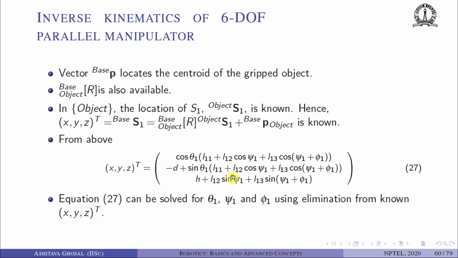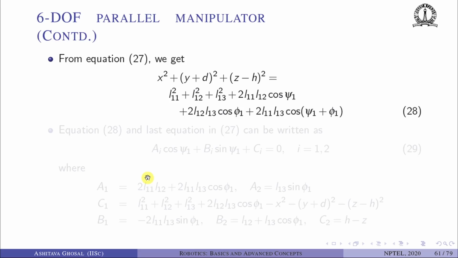So these are 3 equations in 3 unknowns. xyz is known from the location of the object, the centroid of the object, and from the centroid to that point, which is given. And then we can find theta 1, psi 1 and phi 1 from these three equations. It's very easy. We can eliminate one at a time and obtain them.